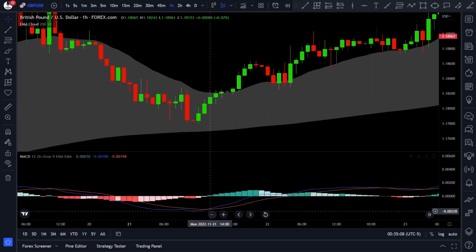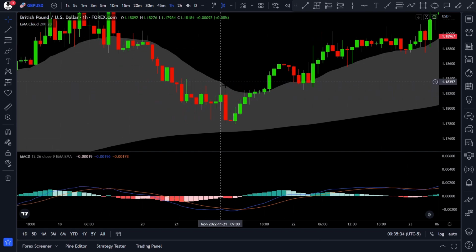So as you can see, we are having a cross-up on the MACD, which happens under the zero line. This could have been a good entry point, but as the candle did not close above the EMA cloud, we can't enter this position. So let's keep searching for another example.